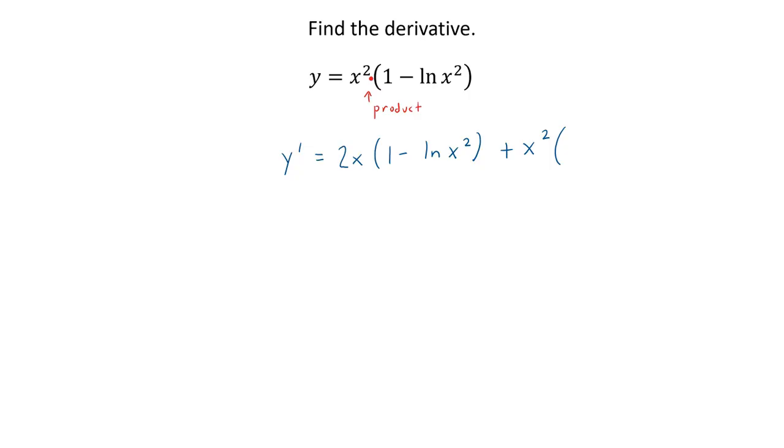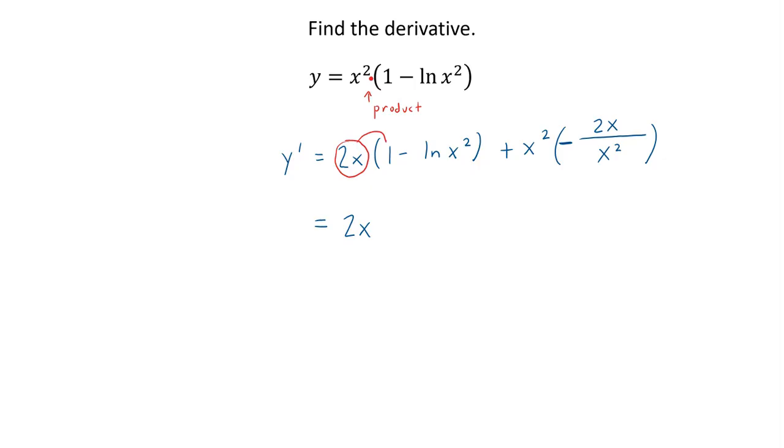And the derivative of the ln of a function of x is f prime of x over f of x, where f of x is the argument of the natural log function. The derivative of x squared is 2x, and that's over x squared. And because this is a minus ln x squared, we have to have a minus out in front of our derivative. Now we'll simplify the first term by distributing.